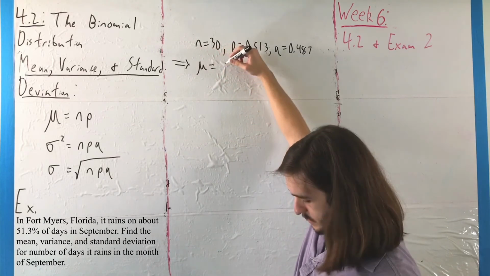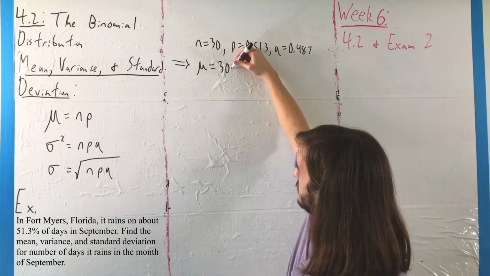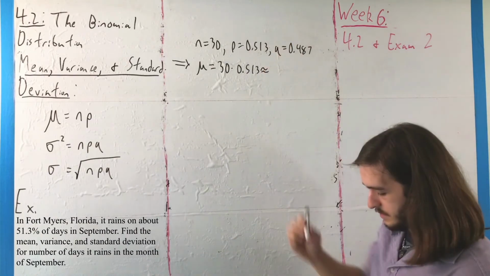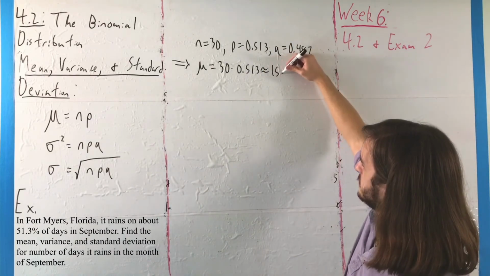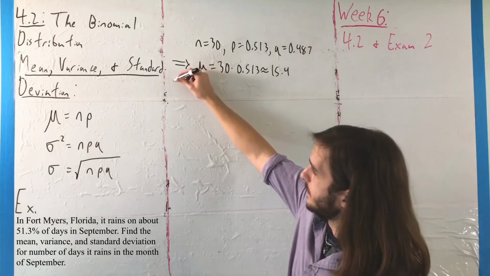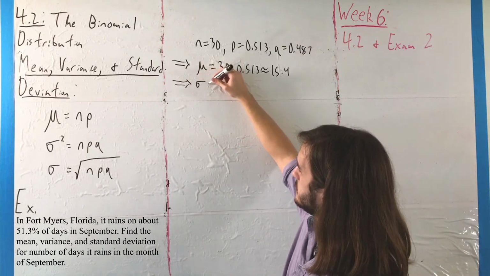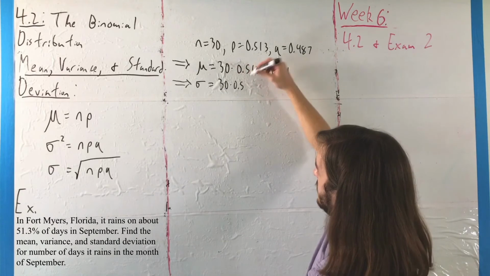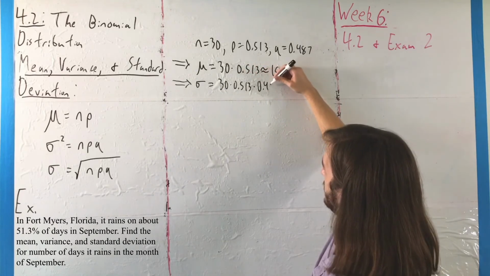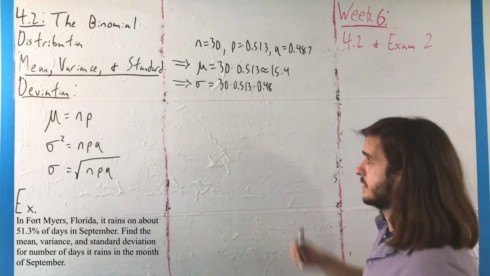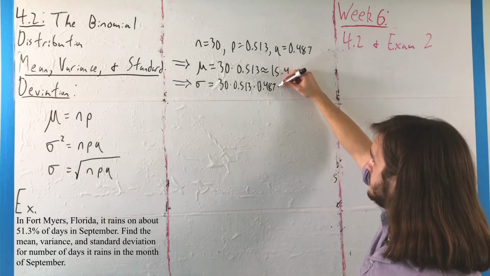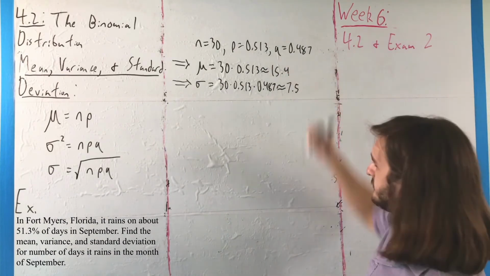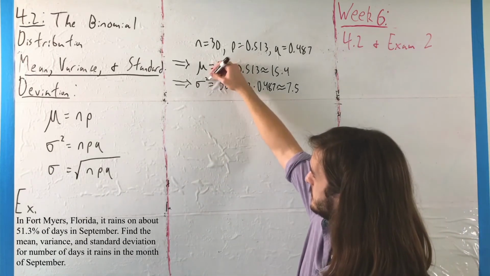So, with these three values in tow, it's pretty quick to get our mean, variance, and standard deviation. That mu here would end up being 30 times 0.513, or approximately 15.4, while the variance, sigma squared, is going to be 30 times 0.513 times 0.487, so you can think of that as actually just the mean times the value for q, which here will end up being about 7.5.